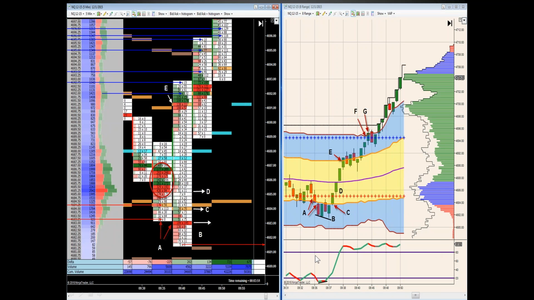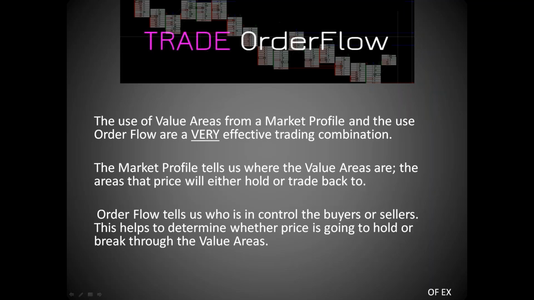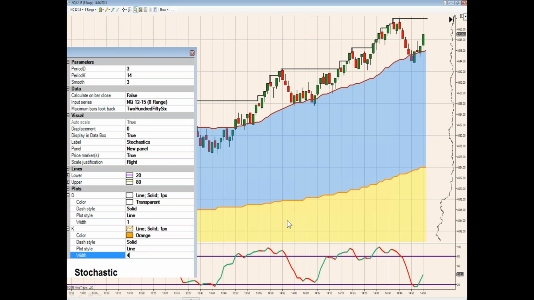Now here's where the stochastic comes in, and I forgot to show you the settings that I use, so let me show you those real quick. This is just a simple stochastic. This is one that somebody shared with me that colors red and green, but you're not going to have access to that. You're just going to use a regular old stochastic, and you're going to use 3 for your D period, 14 for your K, and then 3 for your smooth. I always set calculate on bar close to false, and I use 80 and 20. 80 is overbought and 20 is oversold.